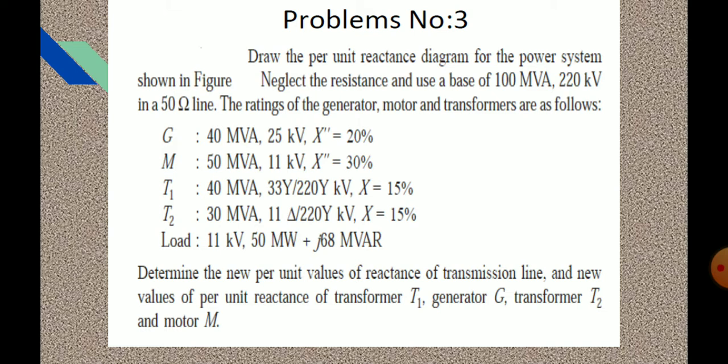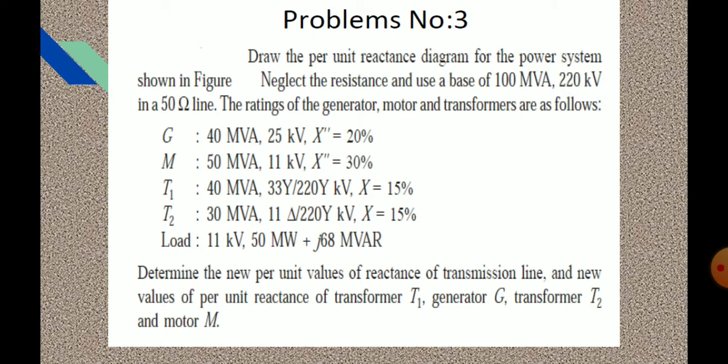Coming to problem 3, here also we have 5 components: generator, motor, transformer 1, transformer 2 and load. All these values are given. In transformer 1, both the primary and secondary sides are Y connected, whereas in transformer 2 the primary side is delta 11 kilovolt and the secondary side is 220 Y kilovolt.